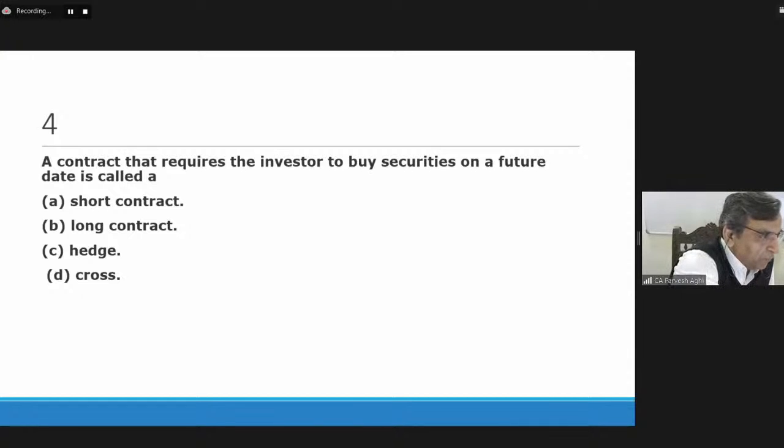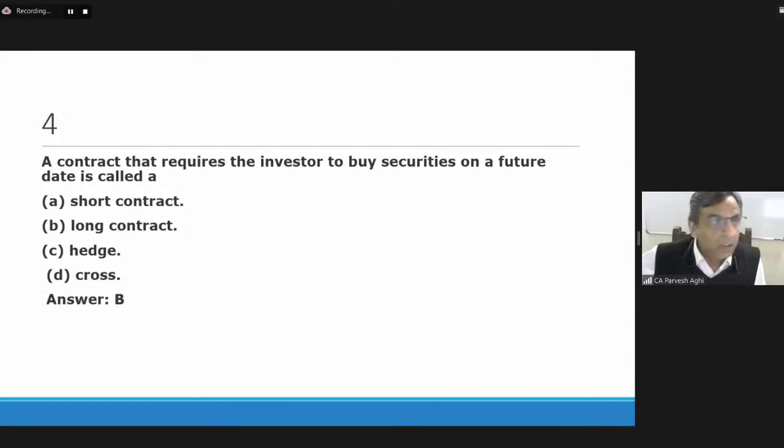So the fourth one: a contract that requires the investor to buy securities on a future date is called a short contract, a long contract. I've got some answers on the fourth. Let me check the answer. The answer is B.